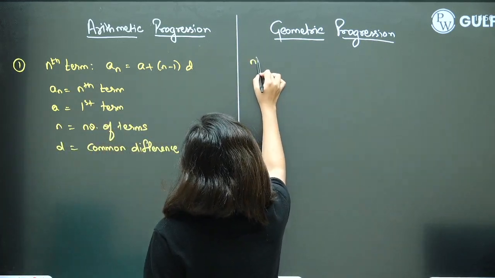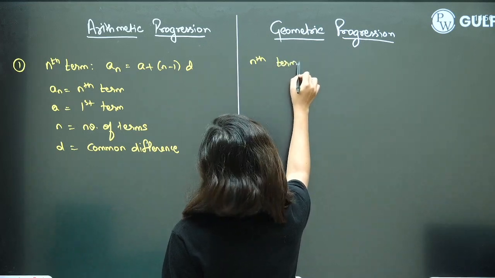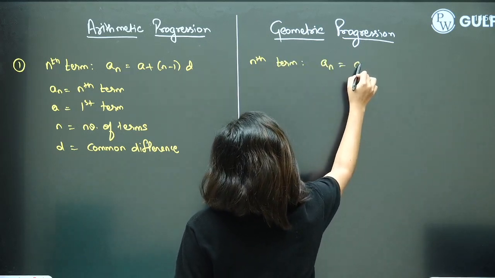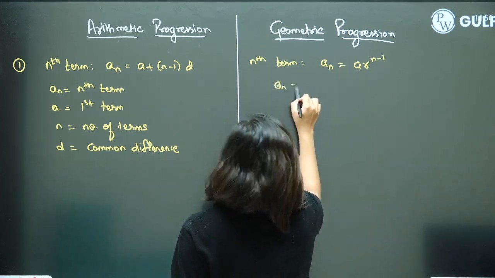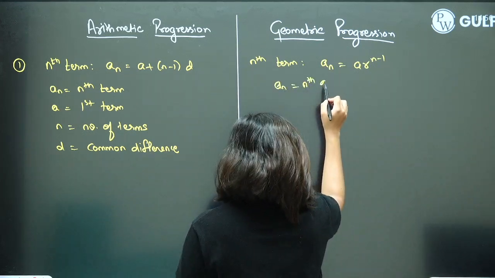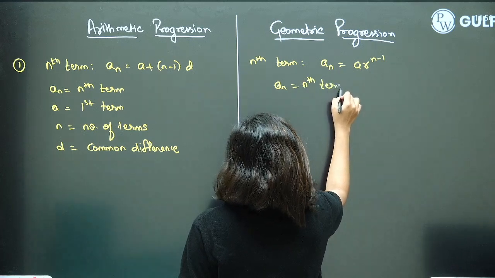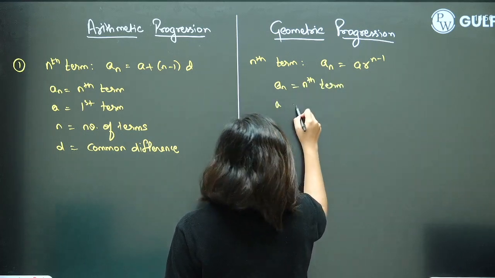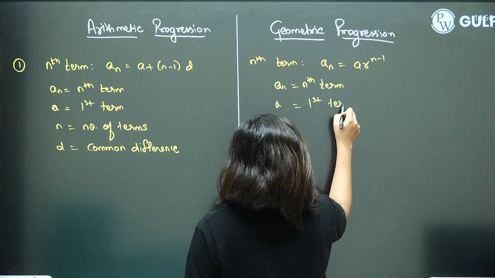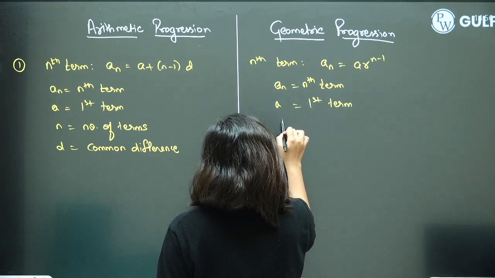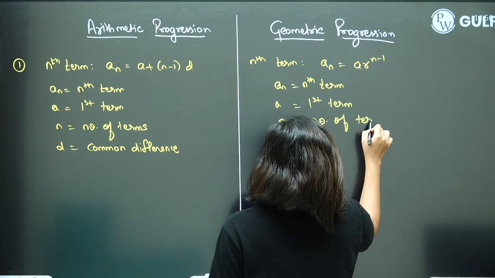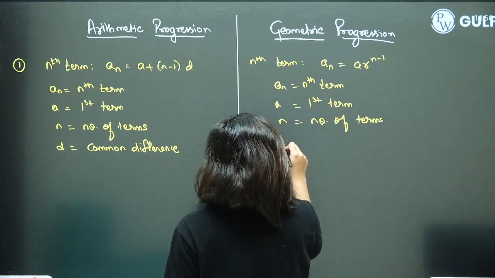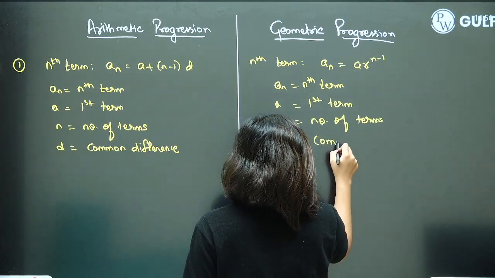Similarly, in GP, the formula for the nth term will be An is equal to A R raised to n minus 1, where An is your nth term, that is the general term. A is, as usual, the first term. n is the number of terms, same. And R is the common ratio, the ratio between consecutive terms.